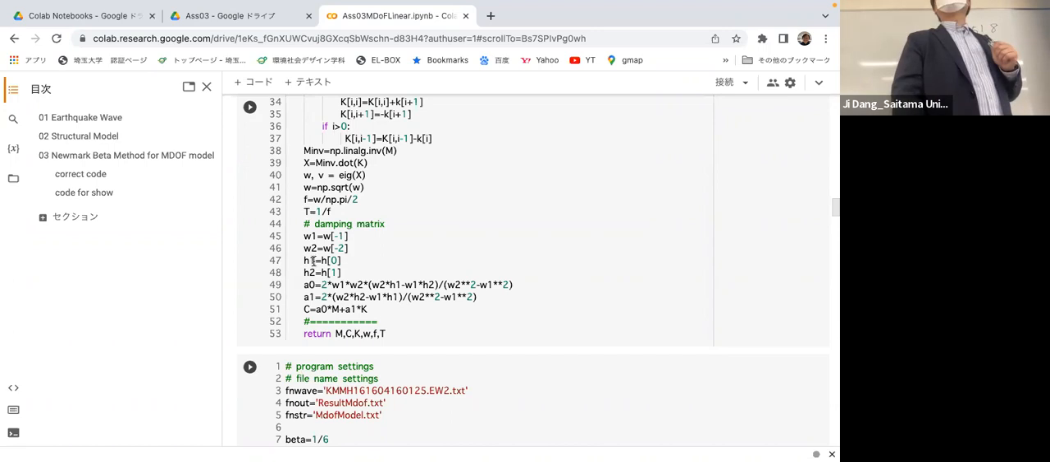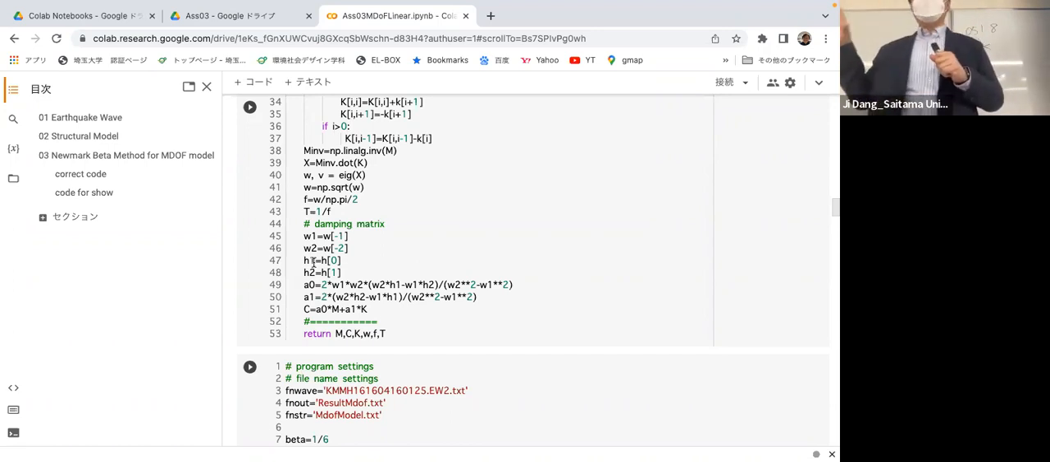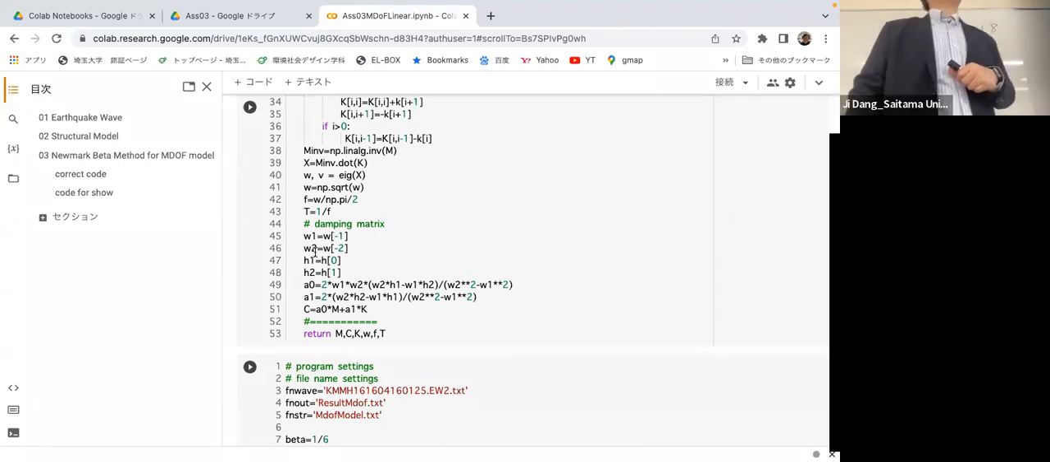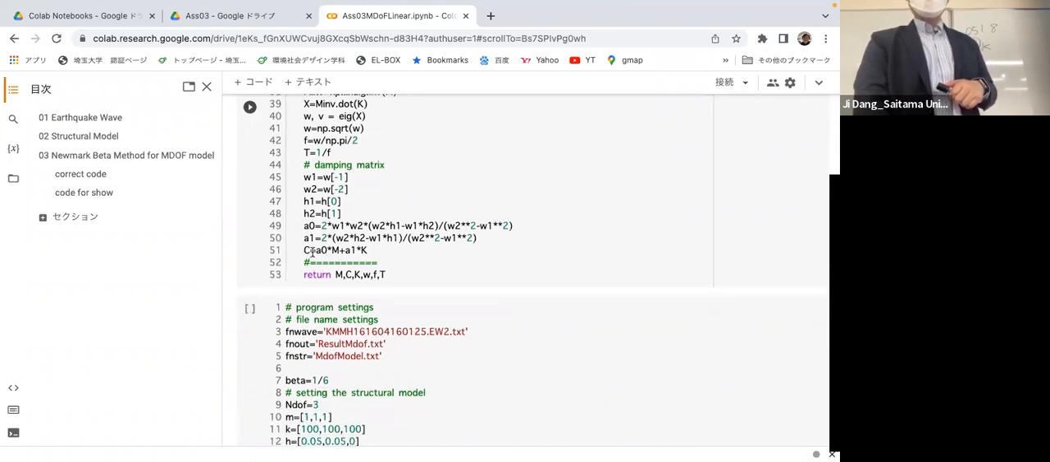Okay. So the larger one will come out first from the general eigenvalue, but right now we are using the smallest one and the second smallest one as omega 1 and omega 2. If your omega is very, very large, then you are getting it wrong. So you should calculate A0, A1 as we mentioned before, and calculate the C matrix. Print it out to check whether the first and second modes are right or not.